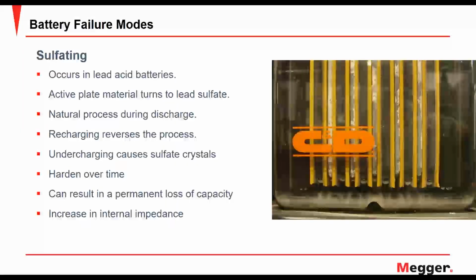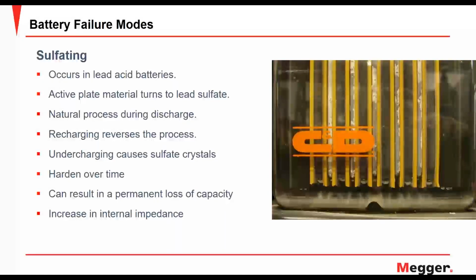Another type of failure mode in lead acid batteries is sulfation. Now, this process happens in normal charging and discharging cycles. It will happen normally as a natural process during the discharge. Once you discharge this battery and the sulfation happens, once you recharge the battery, this process will be reversed. So it happens and could be reversed in one charge discharge cycle.